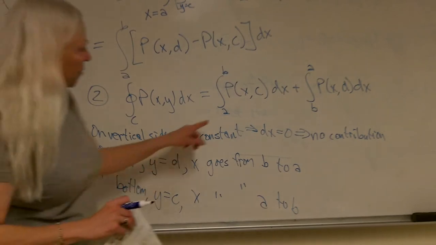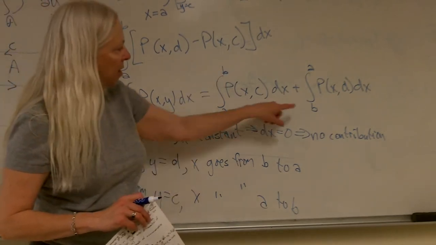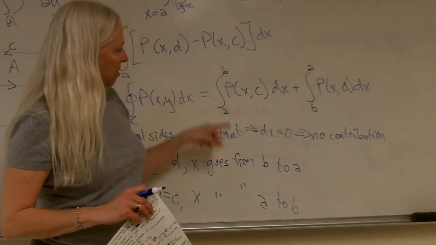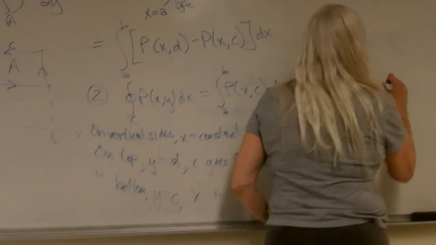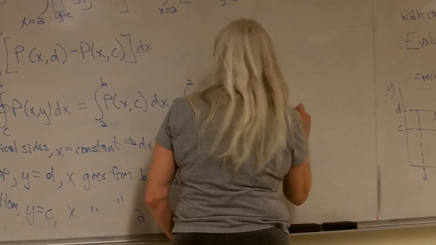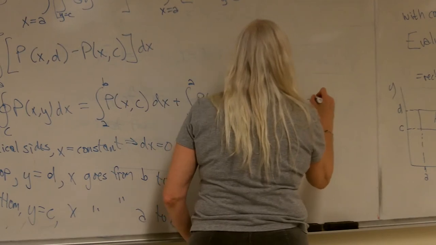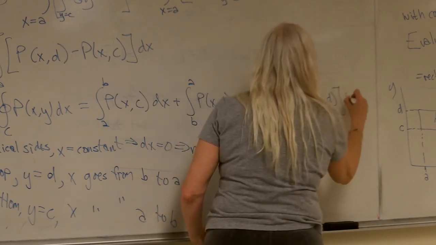Well, if we can make these limits both the same, we can combine them both into one integral. If we flip these limits so that these ones are going from a to b, same as these ones, then that will change the sign of this right here. So we can write one integral from a to b. In the integrand, we now have p of x and c minus p of x and d, dx.